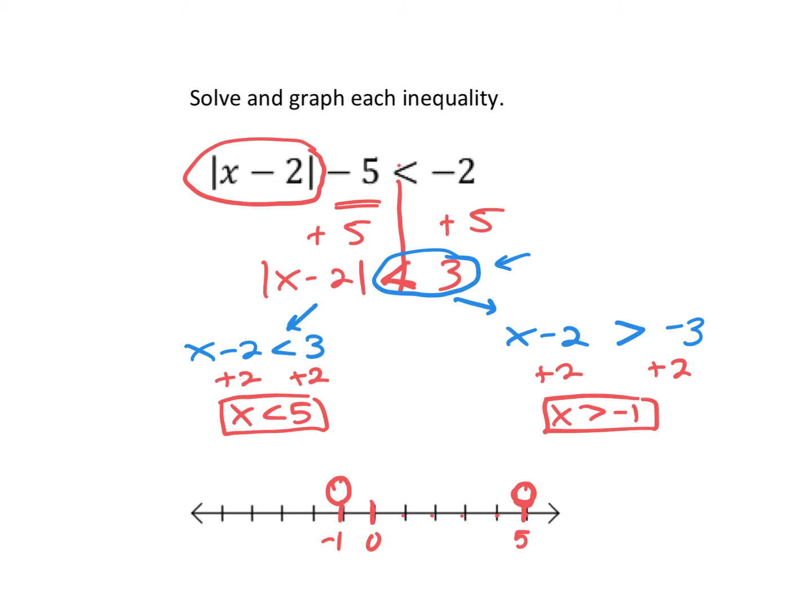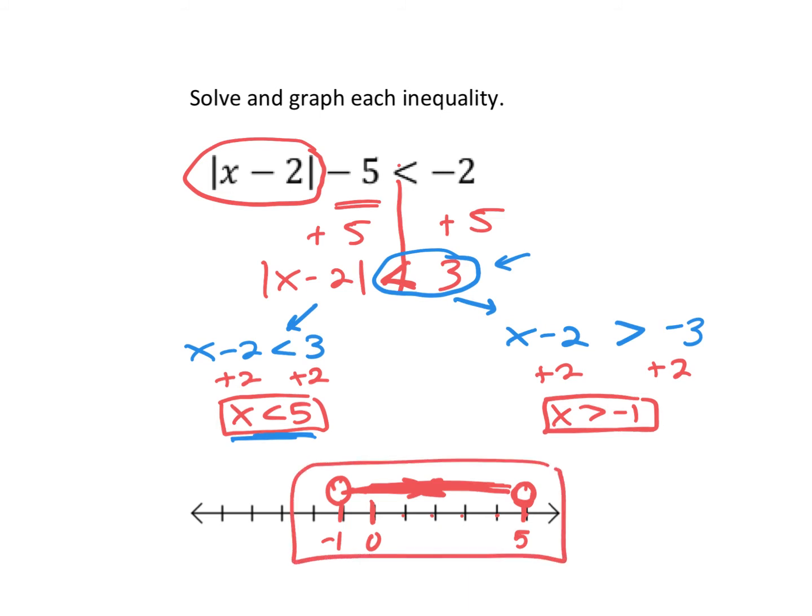And if I interpret the first one, that's x less than 5. Well, less than 5 on a number line would be pointing to the left. And greater than -1 on the number line would be pointing to the right. So notice in this case, our graph is an overlap. So our solutions here would be x less than 5, x greater than -1, and our graph would look like this. There's our answer.